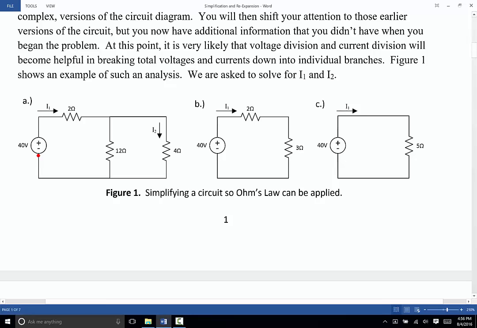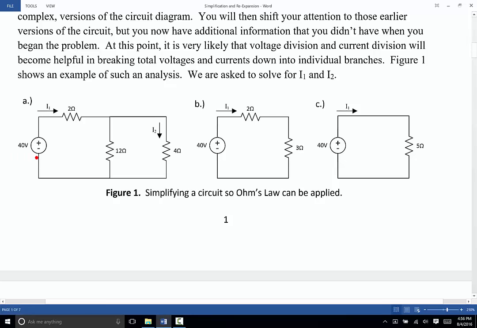I know that some of you are going to be tempted to do this 40 volts divided by 2 ohms. Some of you will even do it on the next exam, and it'll break my heart. So just remember, don't do this. What we have to do instead is find the total resistance that's seen by this voltage source.